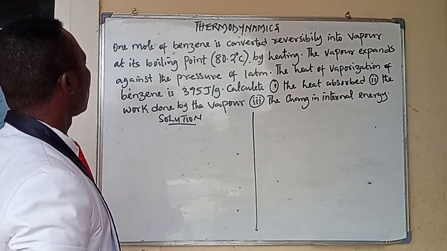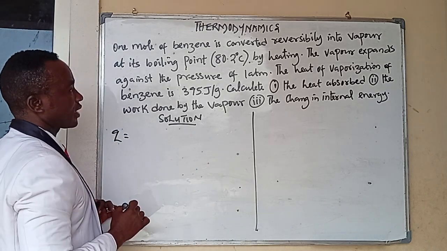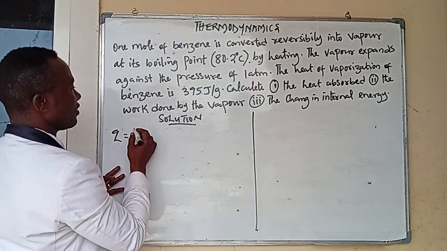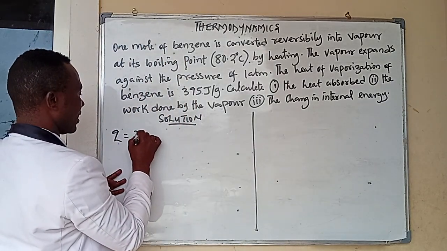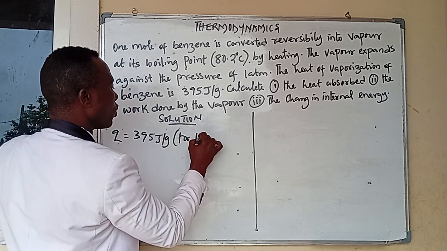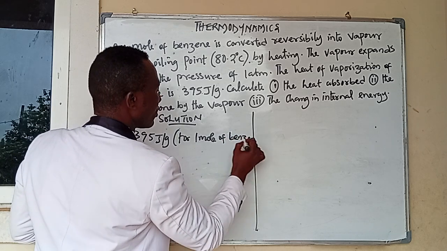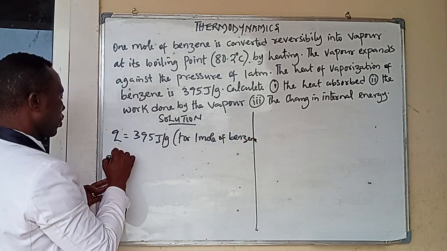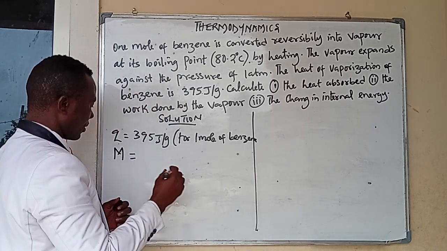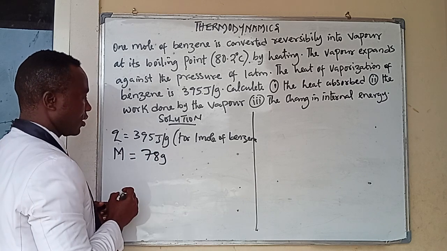Now, if you look very closely, you see that the quantity of heat to vaporize 1 mole of benzene has been given to us as 395 joules per gram. For what? For 1 mole of benzene. Then also we know that the molar mass of benzene is 78 gram.